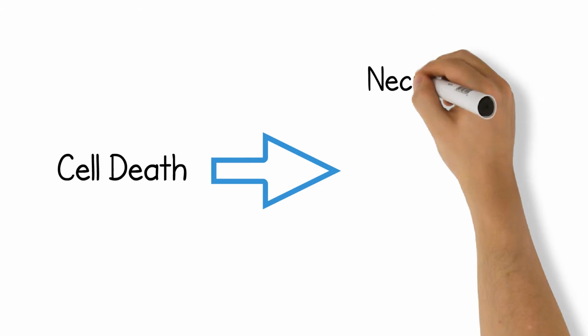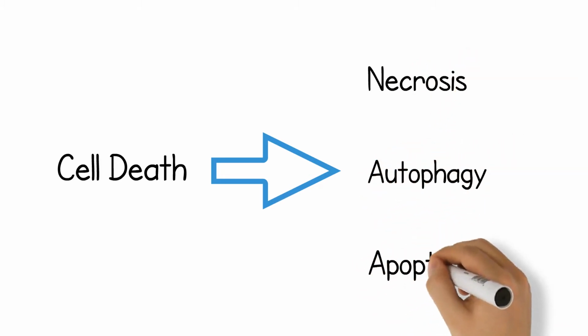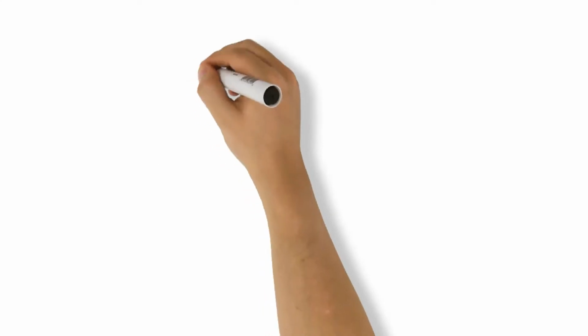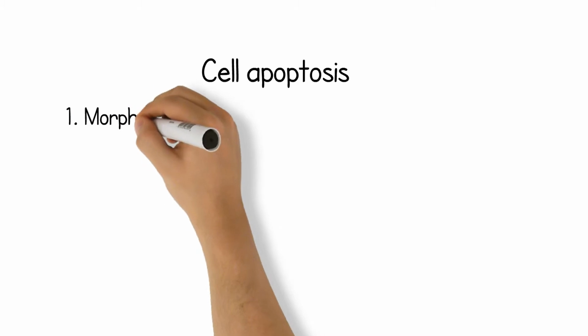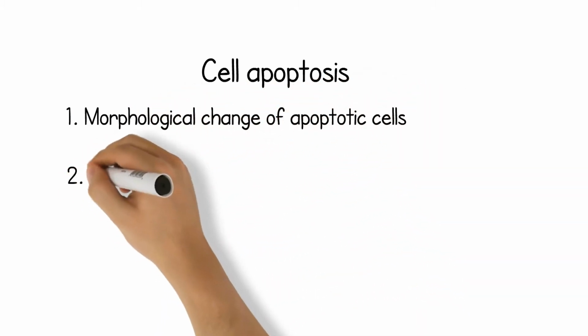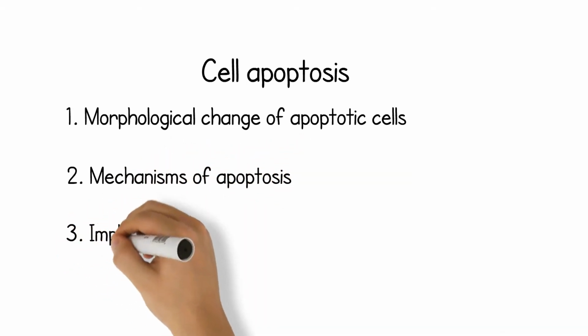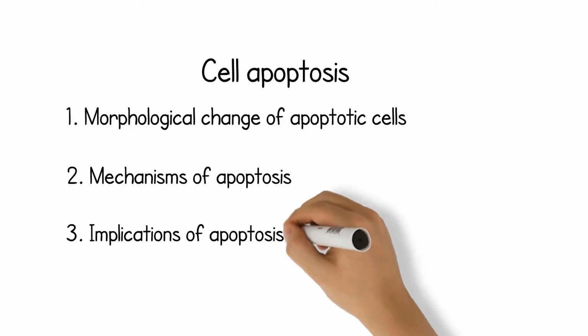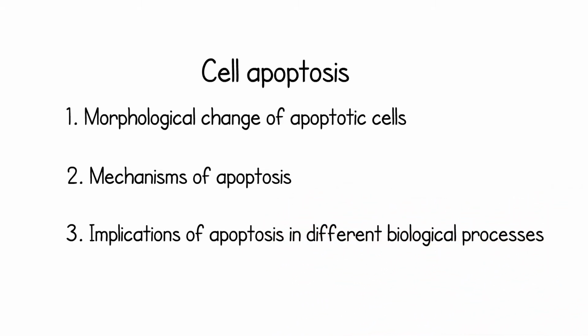There are three types of cell death, which are necrosis, autophagy, and apoptosis. In this video, I will just introduce cell apoptosis. I will describe morphological changes of cells during apoptosis, mechanisms inducing apoptosis, and the implications of apoptosis in different biological processes.